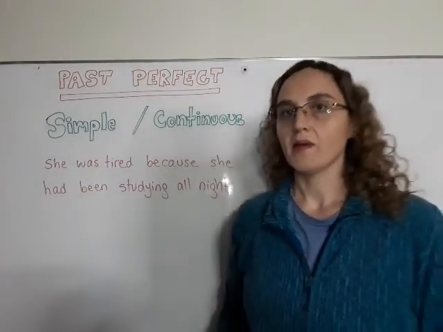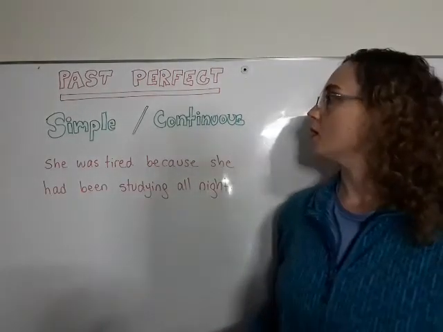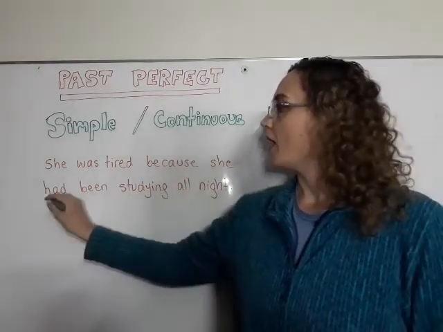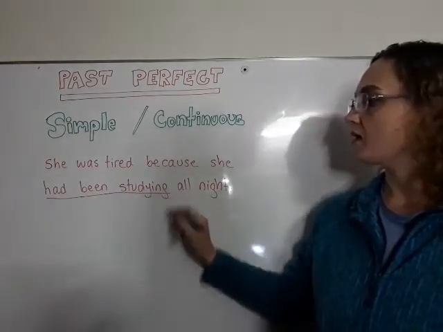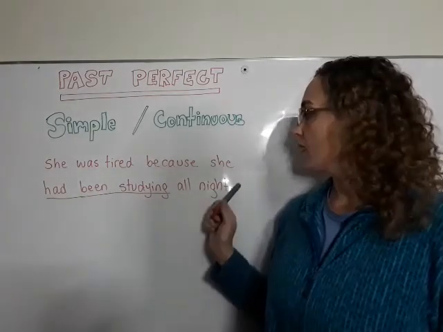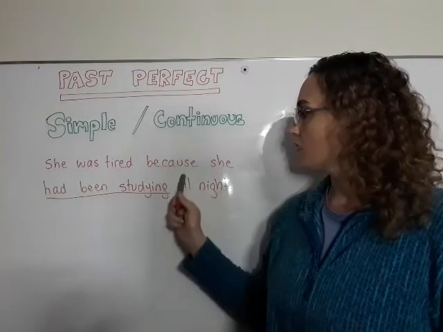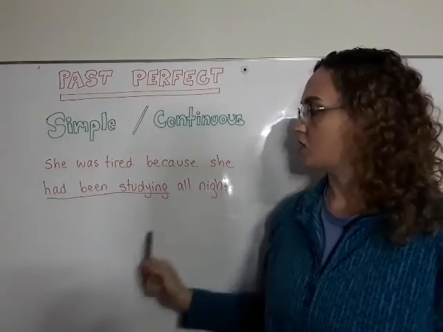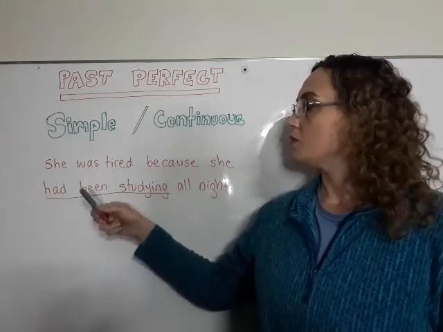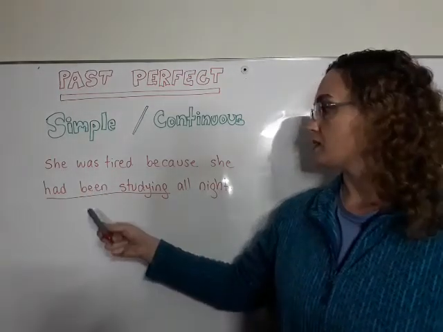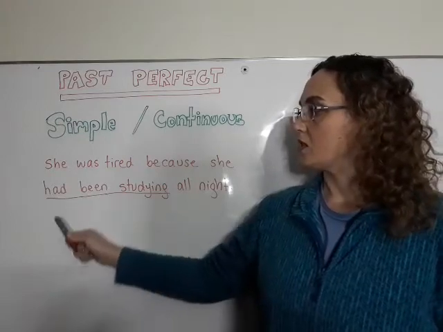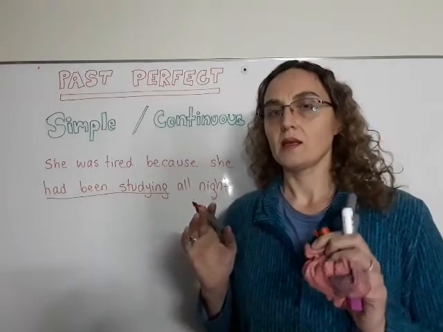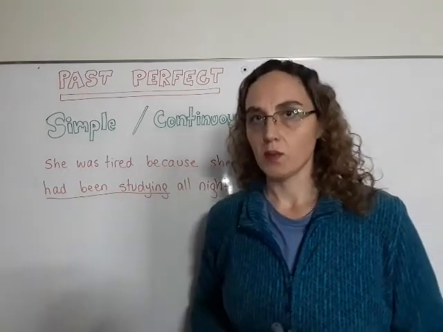And finally, we have another example using the past perfect continuous. She was tired because she had been studying all night. Again, we focus on a specific moment in the past and the duration of that action. And this happened before that moment in the past, okay? That is why we use the continuous. Ella había estado estudiando toda la noche. The duration of the action is the most important thing.